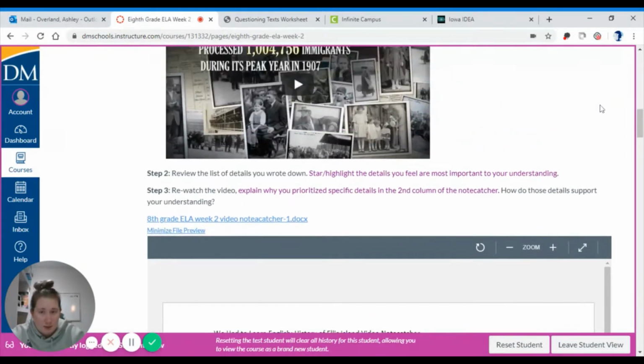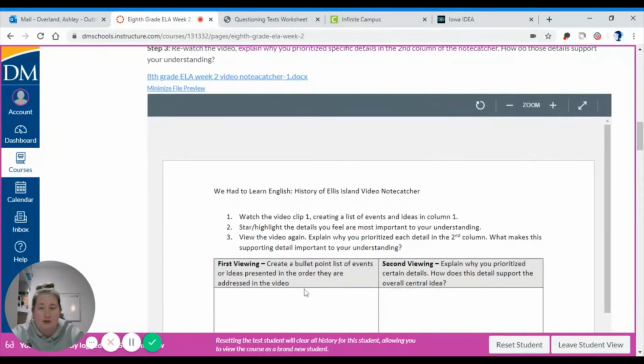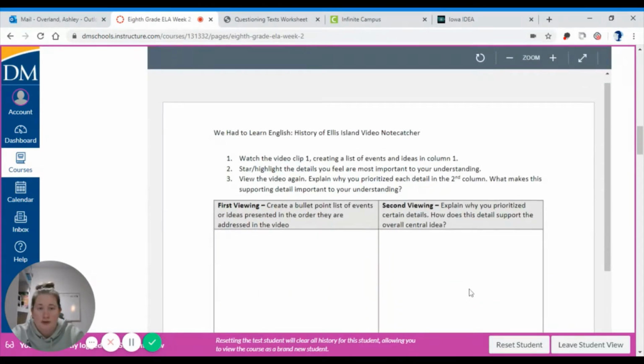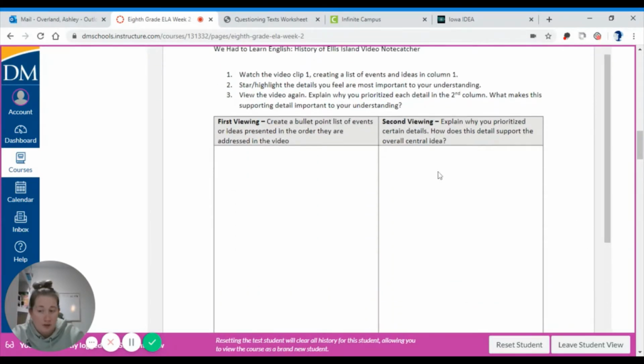The second time you watch it, so you're going to watch it twice. The first time you're going to write down what's important. The second time you're going to go through this list and you're going to star the items that you think are the highest priority or most important to your understanding. So you're going to star or highlight the details that are most important while you watch the video. After you finish this, in your second column, you're going to explain why you prioritize. So why did you think those things were the most important to your understanding, and give us some of your thinking. You should only have a couple sentences here, nothing huge.